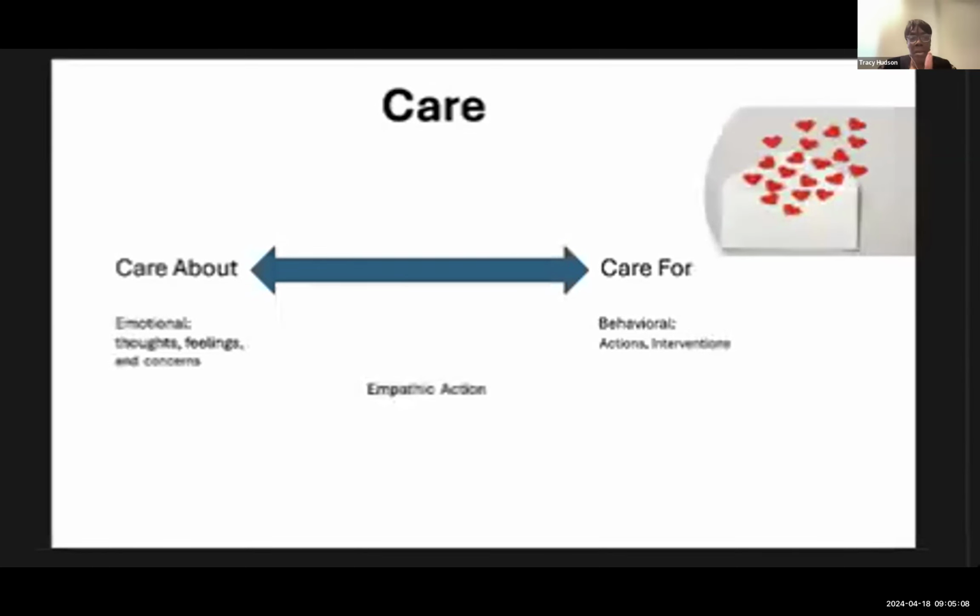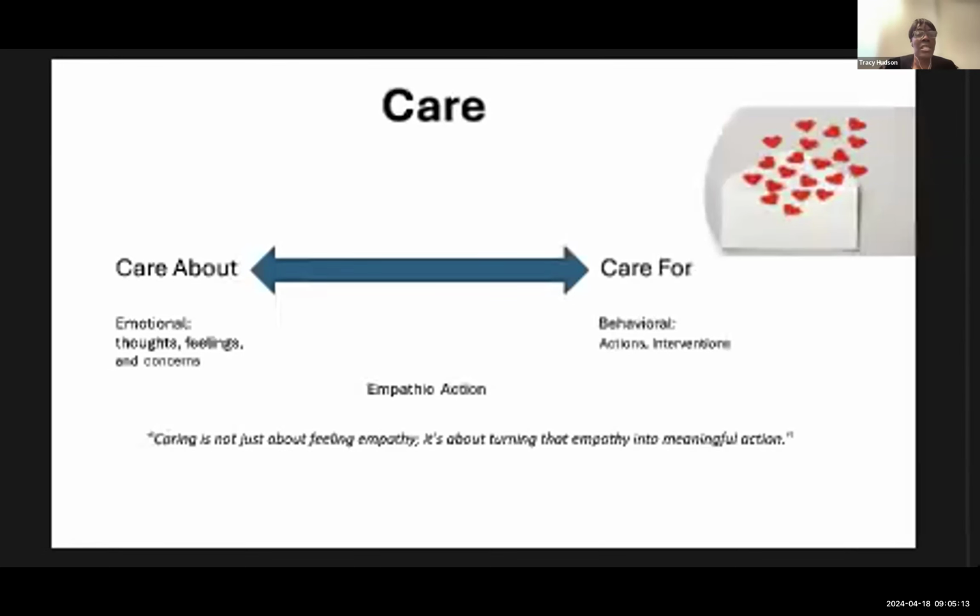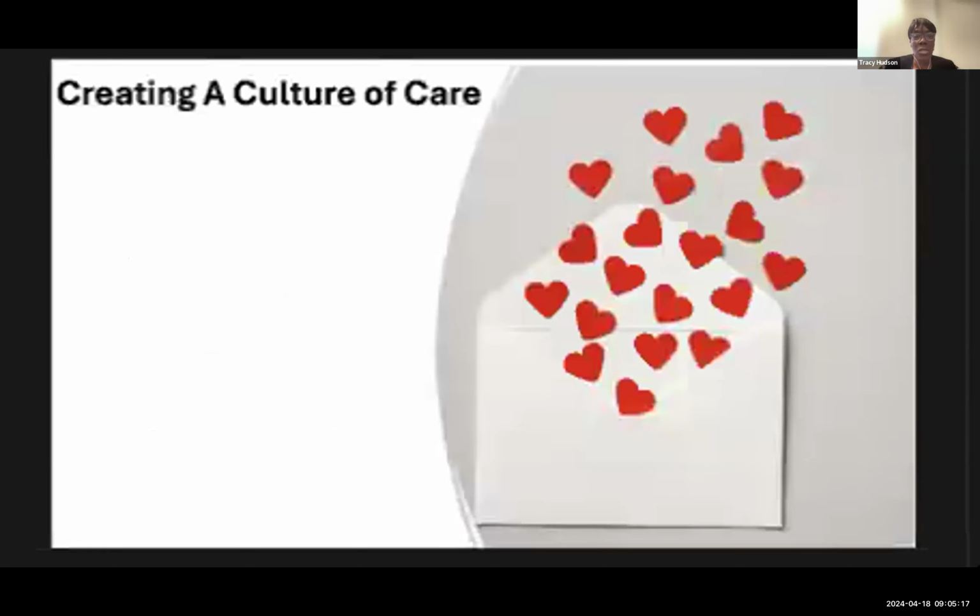And so empathetic action is the takeaway I want you to remember, empathetic action. And it's not just the feelings, but it's also about those meaningful actions. So creating a culture of care. So the goal of this presentation is to provide you all with a framework that I call the I-CORT 2.0.